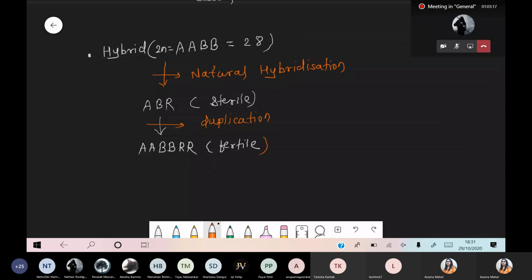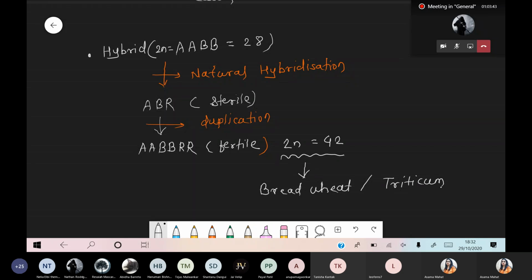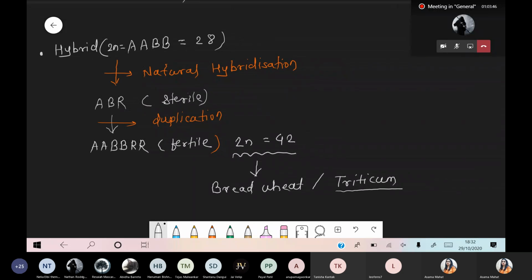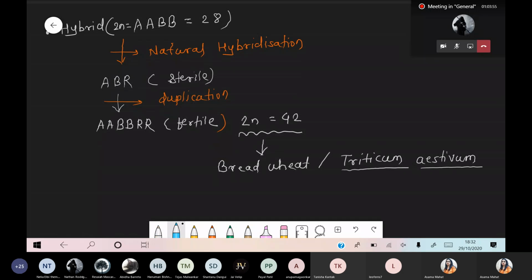And now what happened? This fertile species which is produced has a ploidy level of 2n equal to total 42 chromosomes. And now this species is called bread wheat, the final species bread wheat, and this bread wheat is simply called Triticum aestivum. And if you see what is the ploidy level of this Triticum aestivum, it is hexaploid.